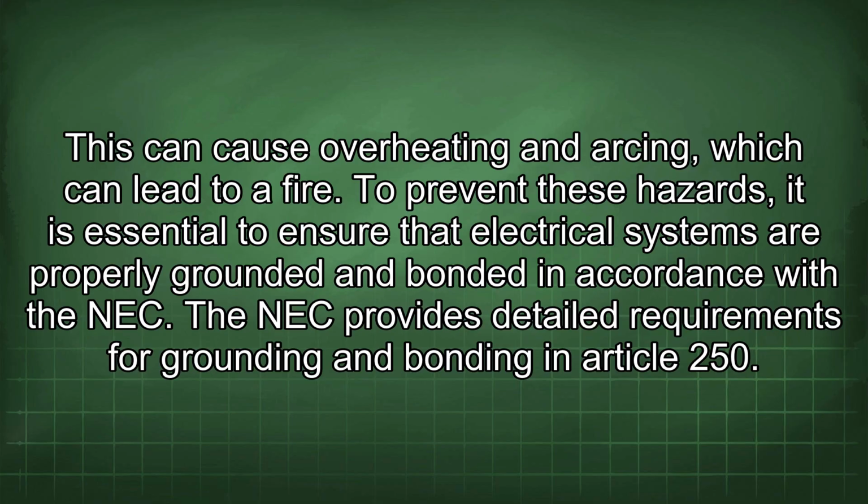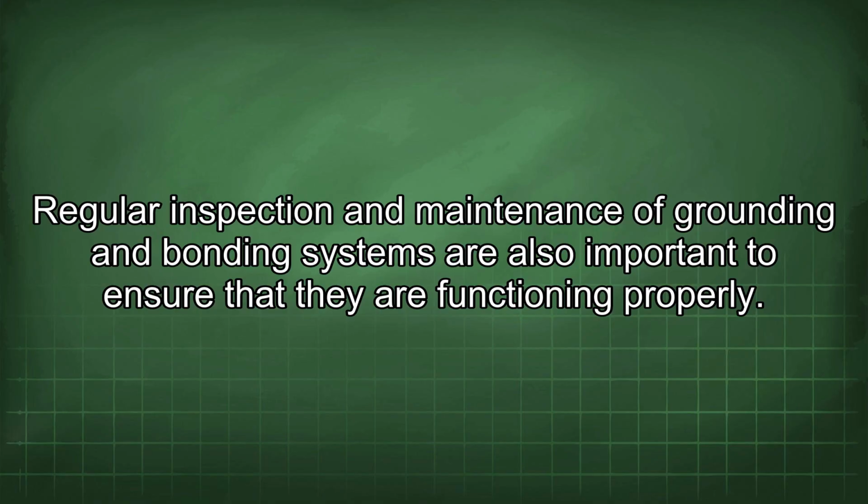To prevent these hazards, it is essential to ensure that electrical systems are properly grounded and bonded in accordance with the NEC. The NEC provides detailed requirements for grounding and bonding in Article 250. Regular inspection and maintenance of grounding and bonding systems are also important to ensure that they are functioning properly.